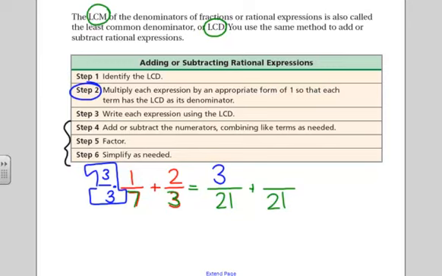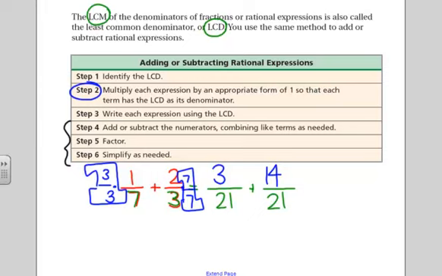And then do the same thing with 3. So to turn this into 21, I'm going to multiply this by 7. Whatever you do to the bottom, you have to do to the top. And this is really multiplying by 1. So we end up with 14/21.